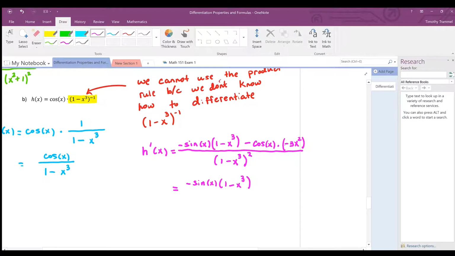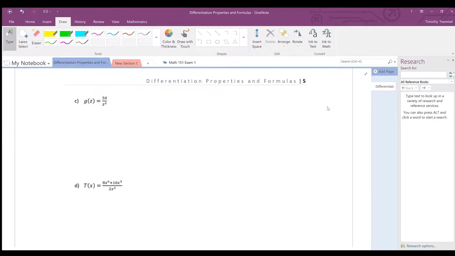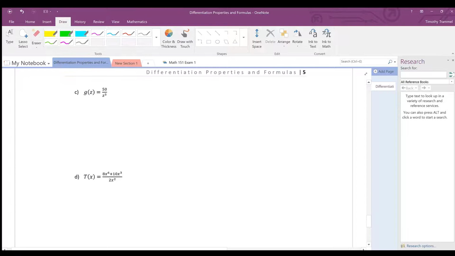But this double negative I have here, I'm going to turn this into a plus 3x squared cosine of x. And then this is all over 1 minus x cubed squared. This puts us on to our last page, and we have 3 more examples that we're going to do.